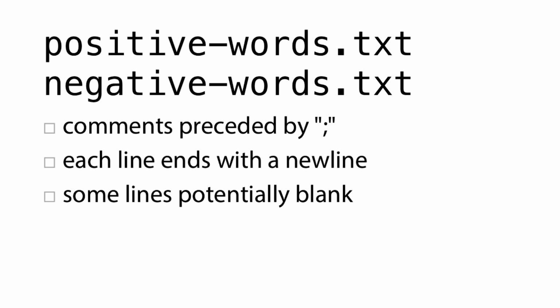Let's start with the distribution code. Starting with positive words.txt and negative words.txt, we'll see that these text files have comments preceded by semicolons before we get to the actual words. So all of the positive words and negative words are in lines where each line ends with a new line, and some of those lines potentially are also blank.